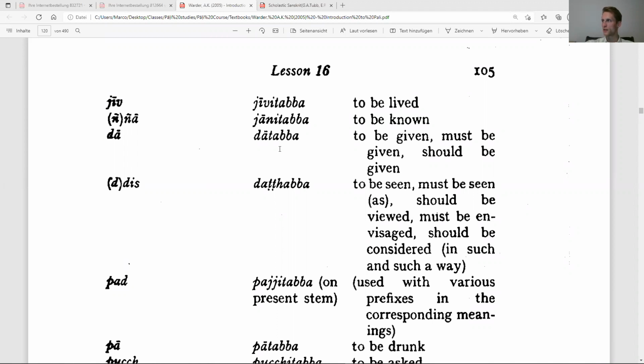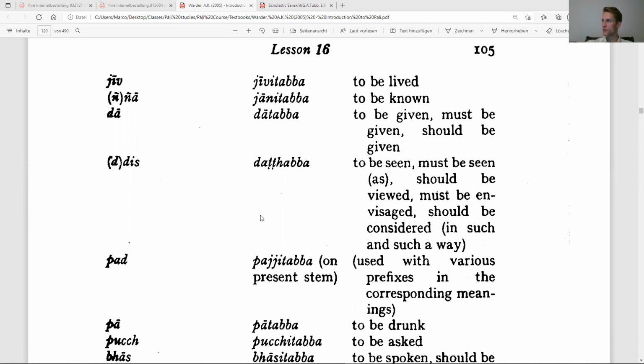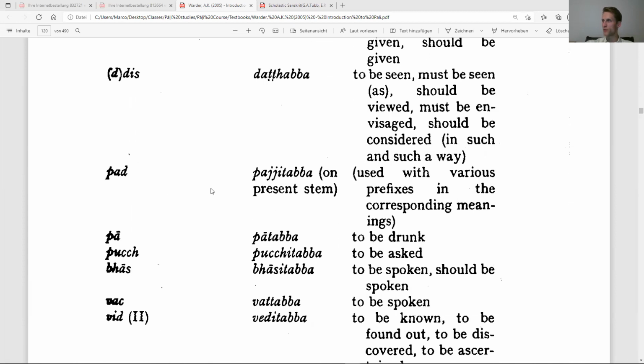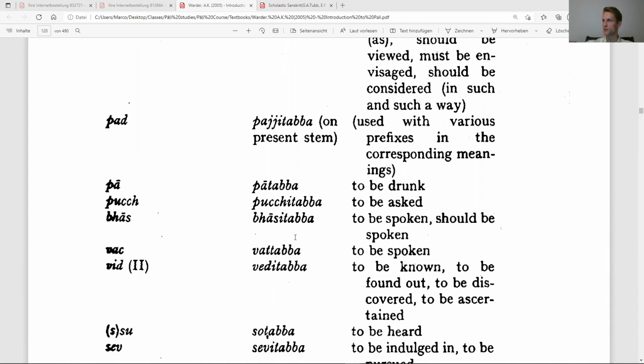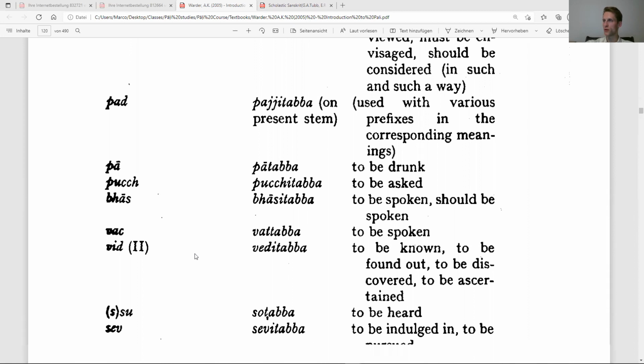Dadāti, dātabba, to be given, must be given, should be given. Dissati, datthabba, to be seen, must be seen, should be viewed, must be envisaged, should be considered in such and such a way. Pacati, pacitabba, to be cooked. Pivati, pātabba, to be drunk. Pucchati, pucchitabba, to be asked. Bhāsati, bhāsitabba, to be spoken, should be spoken.